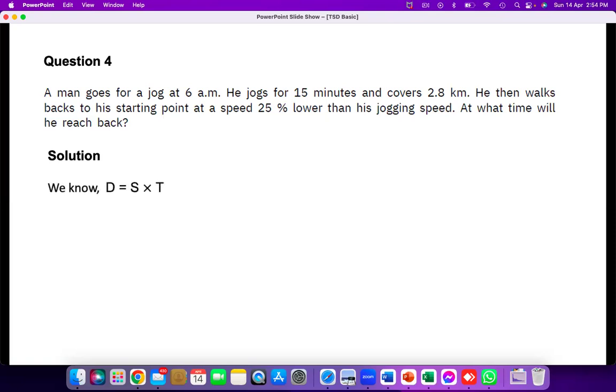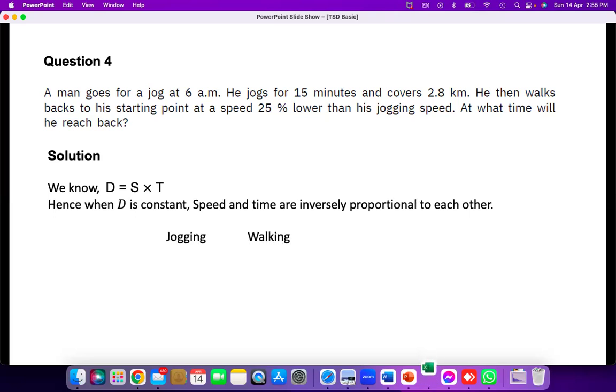See, a man goes for a jog and then walks. So 6:15 plus 20, that is 6:35. There are two things: jogging and walking, right? Now, ratio of speed is what? 4:3, since walking is 25% lower than jogging. If jogging is 100, walking is 75. Is that clear? So what is the ratio? 4:3.